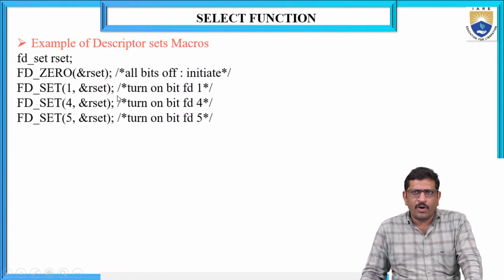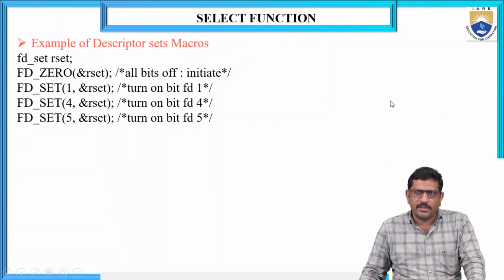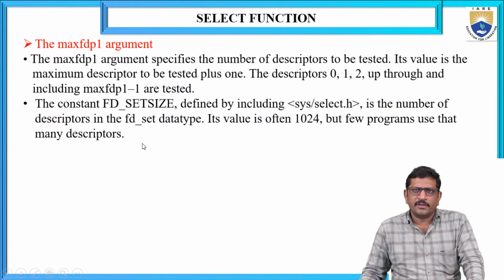Whatever the bit you want to turn on, once it is activated, we can simply give the bit number: file descriptor 1, file descriptor 4, file descriptor 5. It will be turned on with this. Now we can transmit the data from the primary device to the secondary device.